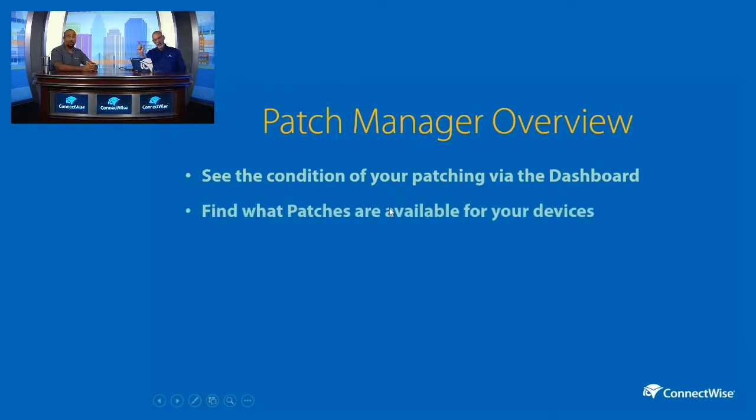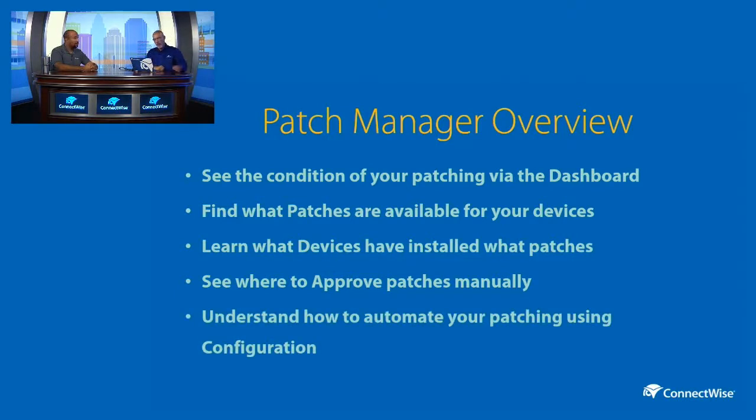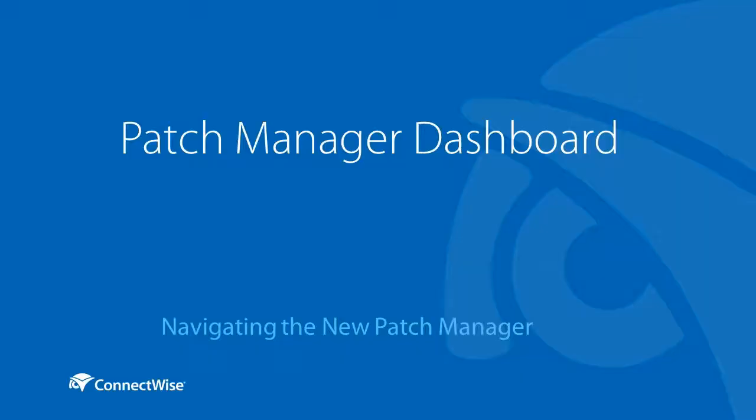You'll be able to find what patches are available for your devices on the patching screen. You'll learn what devices have installed what patches on the devices screen. They're sort of polar opposites. You'll see where to approve patches manually on the approval screen, and we'll understand how to automate your patching using configuration, because the real power of this tool is making it automated so that patches are approved automatically each month, or really each couple of days as they're released from Microsoft. Patch Tuesday is a thing of the past. Let's get into it.